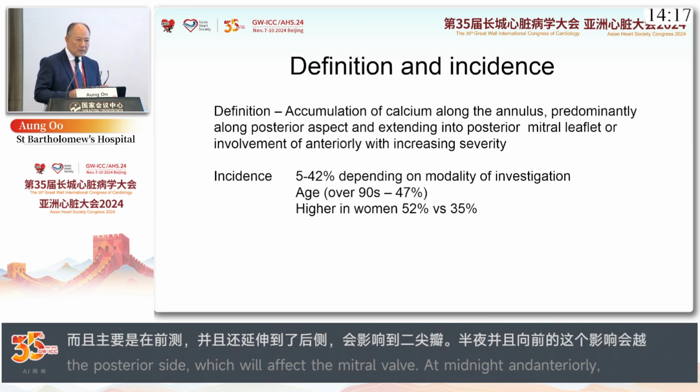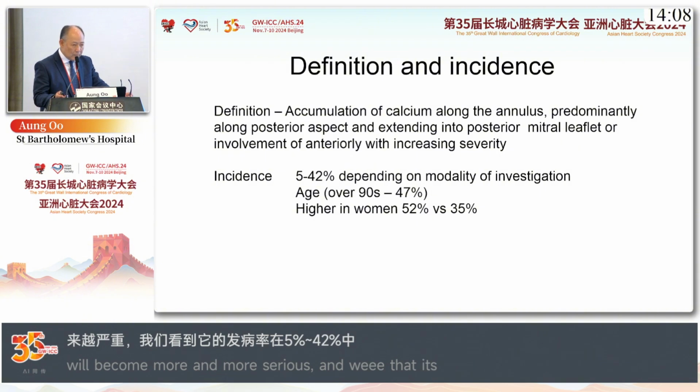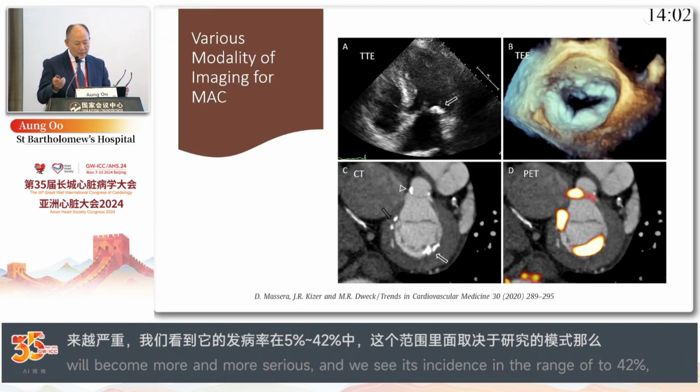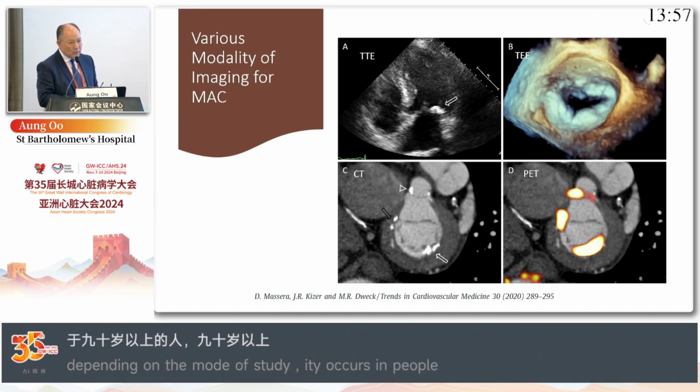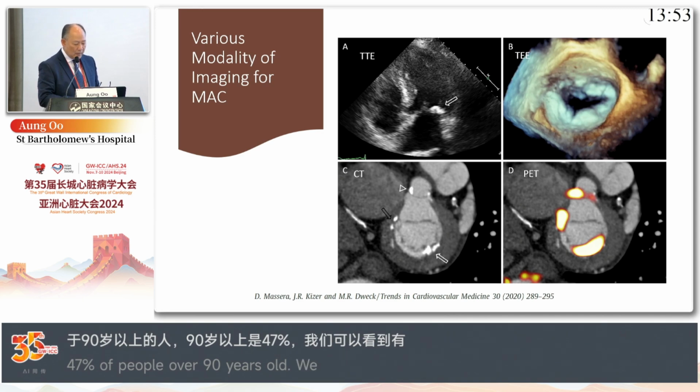And incidence varies from 5 to 42%, depending on the modality of investigation. As you get older, you tend to see more calcification, higher in women compared to men. And with the various modalities, you can see it with transthoracic echo and transesophageal echo, on the CT scan, and also the PET scan, to see the severity of calcification.